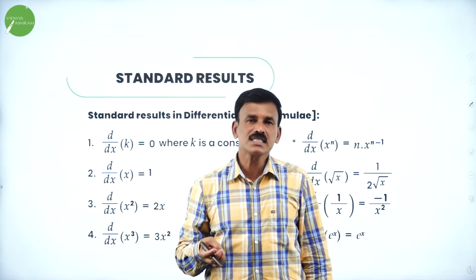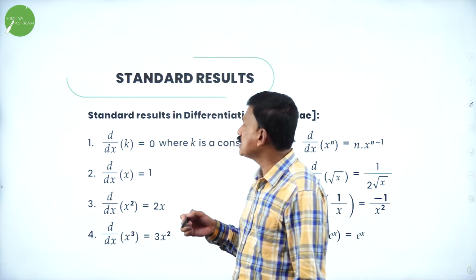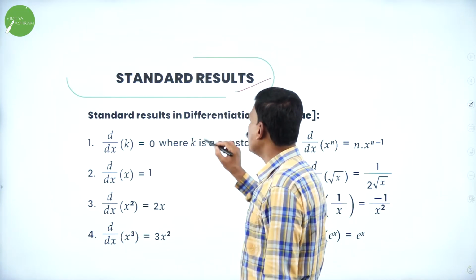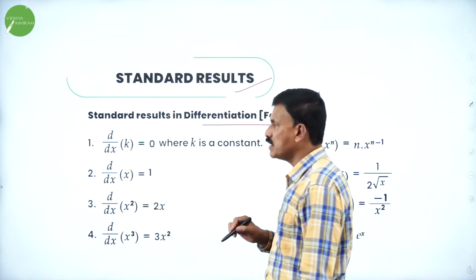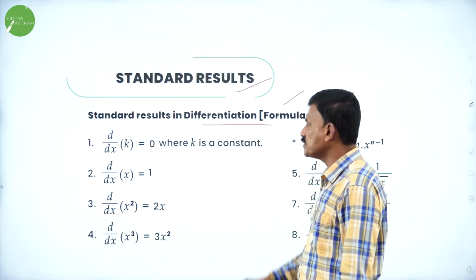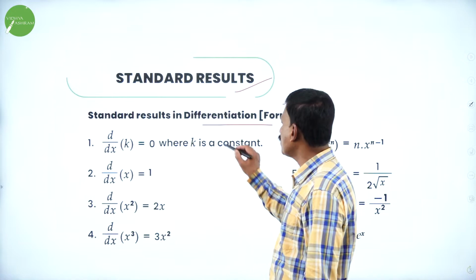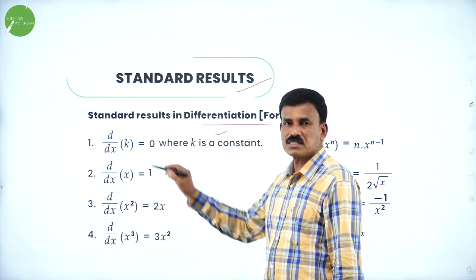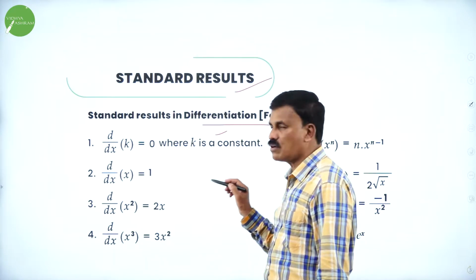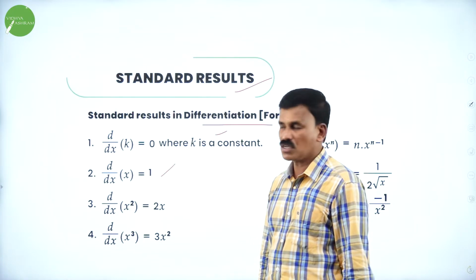From previous classes, you might have studied the derivative of a function. Let me discuss the standard results, the basic differentiation formulas, the standard formulas in differentiation. Now, you might have studied the derivative of a constant. Derivative of a constant is 0. d by dx of k is equal to 0, where k is a constant. And derivative of x, d by dx of x is equal to 1.